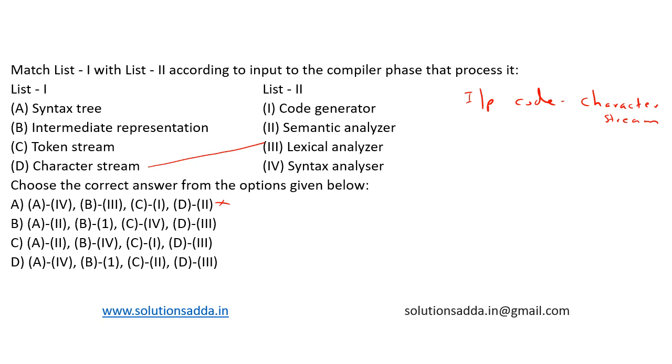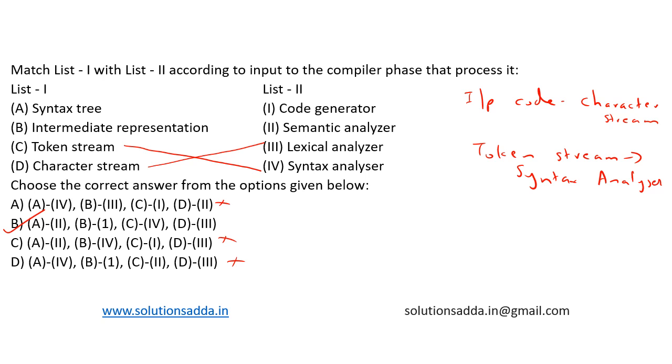Now the next option is after the input code is processed by the lexical analyzer, it gives a token string. This is input to syntax analyzer. So the token stream is given to syntax analyzer. C is mapped to 4. So from this itself, we can eliminate these two options. So ideally, option B will be the correct answer, but let's see.